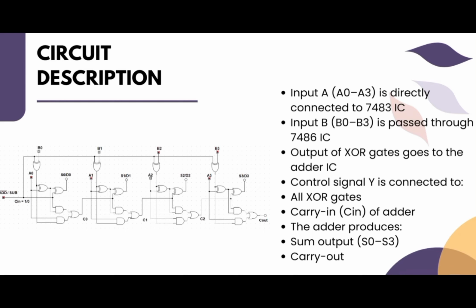The role of the XOR gates here is very interesting. They act as controlled inverters. If Y is 0, the XOR output is unchanged. But if Y is equal to 1, the XOR output is the complement of B. So depending on the value of Y, the circuit automatically switches between two operations. If Y is 0, then addition, or if Y is 1, then subtraction.